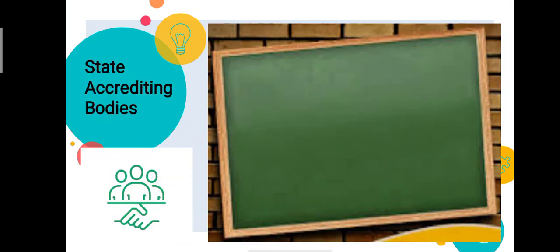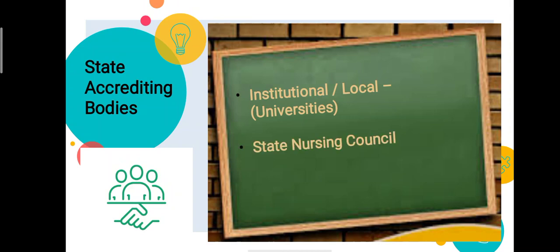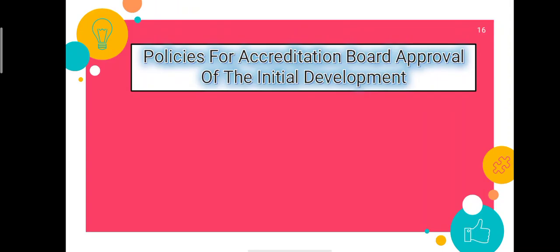Now, after the national professional accrediting agencies, we will proceed to state accrediting bodies. They are institutes or local universities. So any universities that come under the state power, then the state nursing council, the head of all the universities inside the state, is directly connected to INC, the national council, which is at the national level.